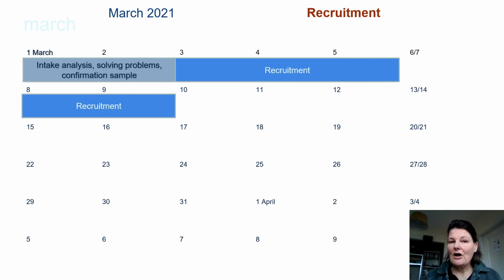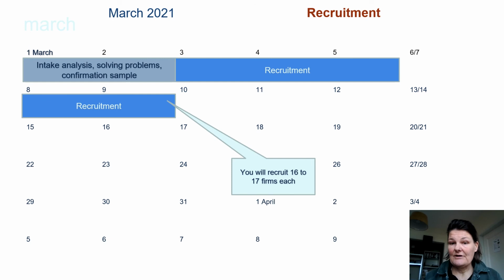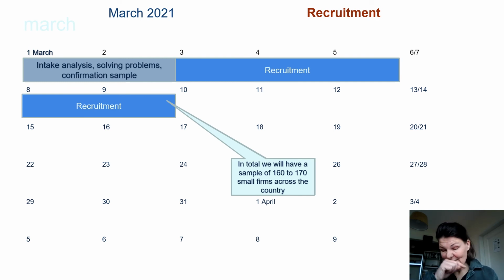Here you can see on 3rd of March, recruitment starts. We are expecting to use a full week for that. Of course, you only get about 17 firms each. As I said, it will be about 170 small firms across the whole country. So a whole week is quite a lot of time to sign these people up. However, there might be some firms on your list who decide that they don't want to participate or they need some time to think about it. So you will need that whole week.